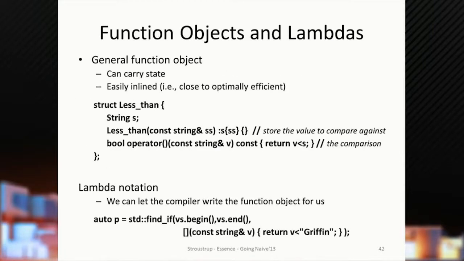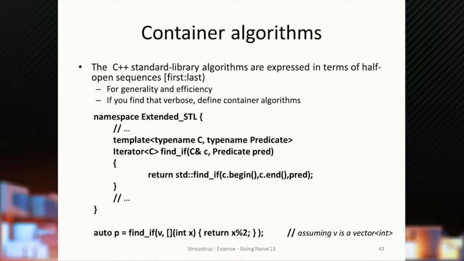I take the Griffin, that's what I want to compare to, and whenever I want a comparison, it calls this object. If we get tired of writing these function objects, we can use lambdas instead, which is basically a notation that says, give me a function object and use it right here. So here I want to do the find_if, and I want to compare the value with Griffin. Done.